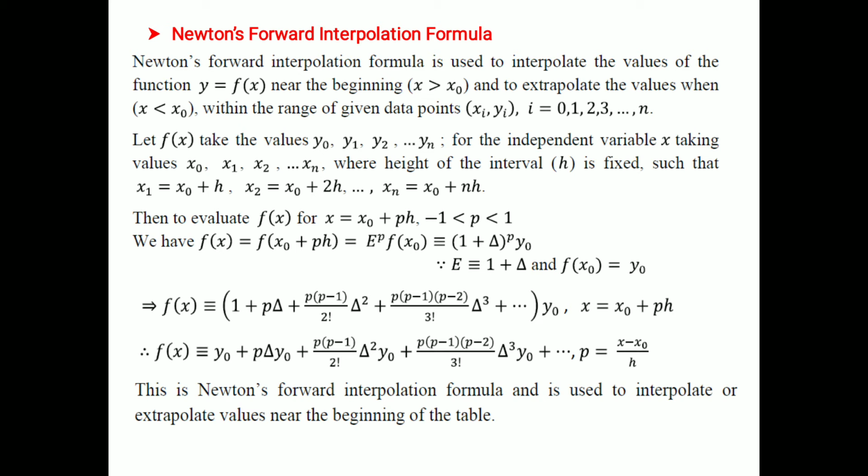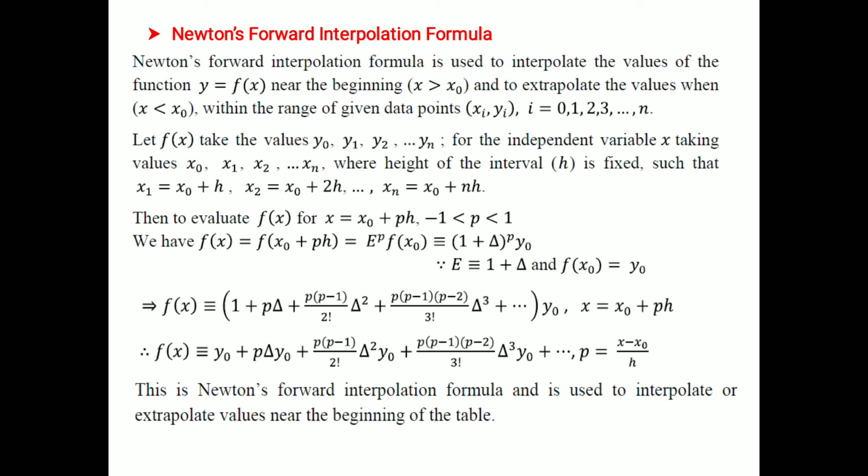Then by expansion of (1 plus delta) raised to p, we get f of x is equal to 1 plus p delta plus p(p minus 1) upon 2 factorial delta square plus p(p minus 1)(p minus 2) upon 3 factorial delta cube plus and so on, into y0, where x is equal to x0 plus ph. Therefore our formula becomes f of x is equal to y0 plus p delta y0 plus p(p minus 1) upon 2 factorial delta square y0 plus p(p minus 1)(p minus 2) upon 3 factorial delta cube of y0 plus and so on, where p is equal to (x minus x0) upon h.